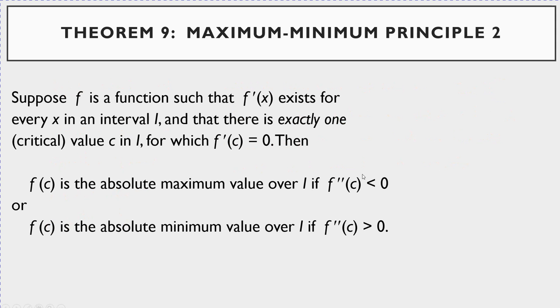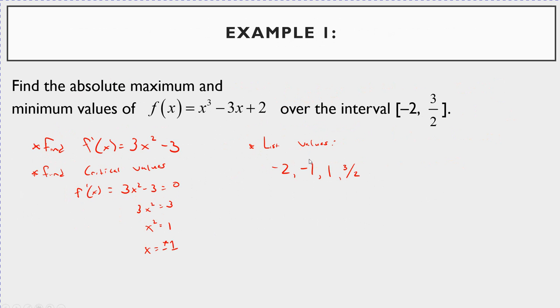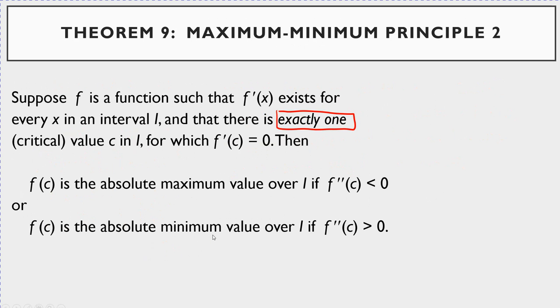All right, so let's do a second principle of this, okay? Now suppose f is a function such that f prime exists for every x in some interval I, and there exists exactly one critical value. So notice that this principle is not going to work for the previous example, because in the previous example we had 2 critical values. So here there's exactly one critical value, and that critical value is one for which f prime of c is equal to 0. It does not exist. Okay, important.